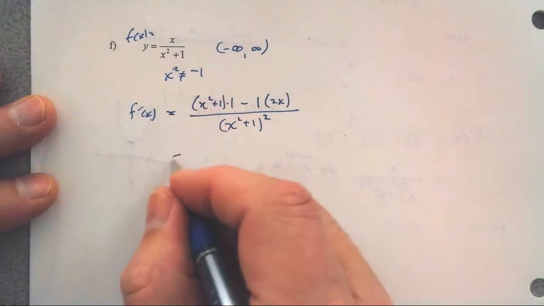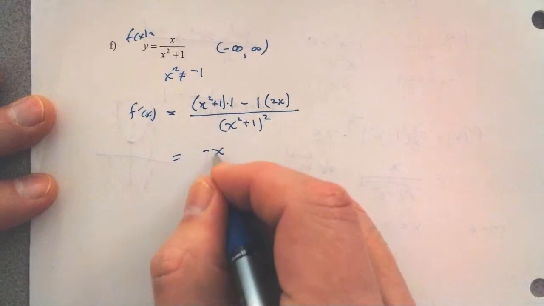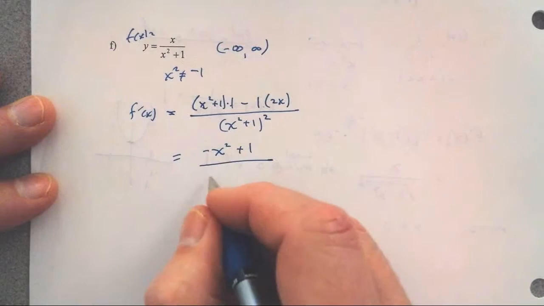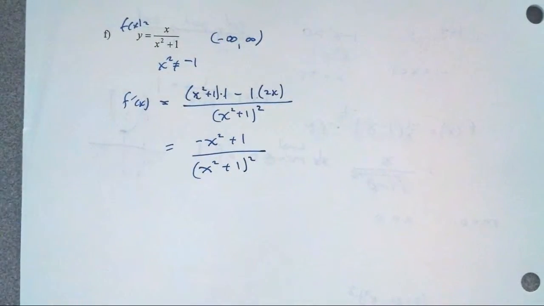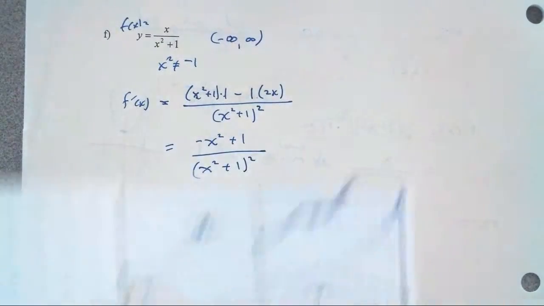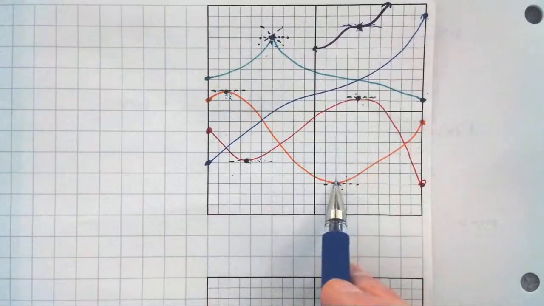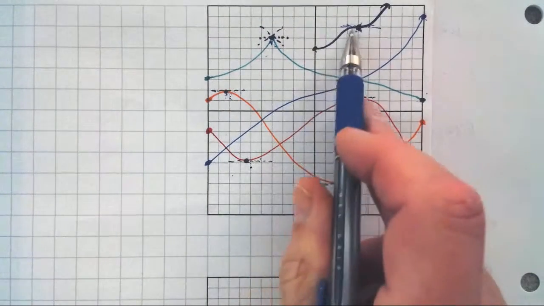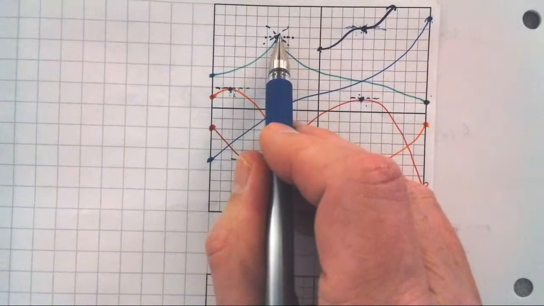Okay, so let's simplify. I get an x squared minus 2x squared, so I get a -x squared, and I get a plus 1, all over (x squared plus 1) squared. So I'm interested, again, let's let this soak in, I'm interested when the slope is 0. Those might be max or min points, not necessarily. Or where the slope is undefined, when the denominator equals 0, might be a cusp.